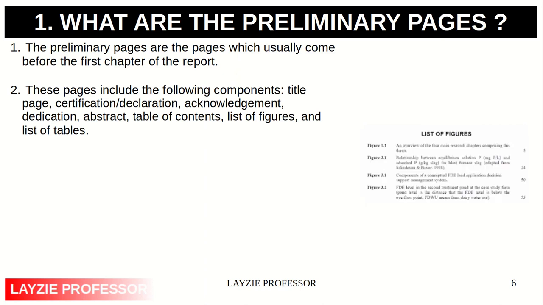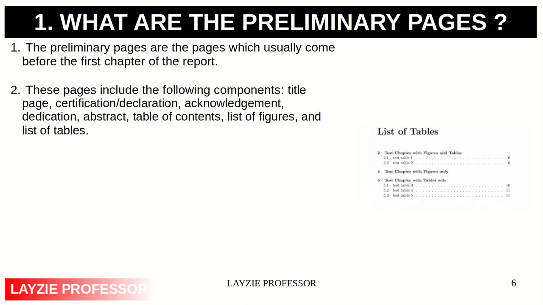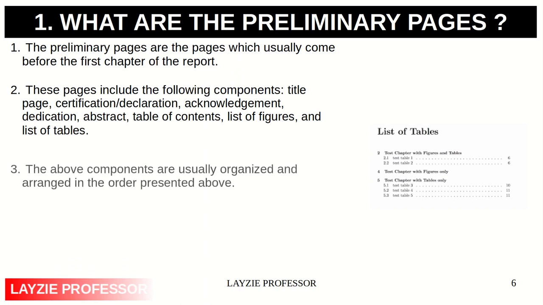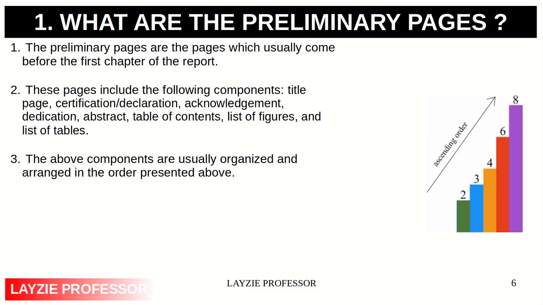Then there will be a list of figures, which will be a list of all the various figures in your report. Then there will be a list of tables, which will also be a list of all the tables that feature in your report. And usually all the components that have been described are organized in the order in which they have been presented.